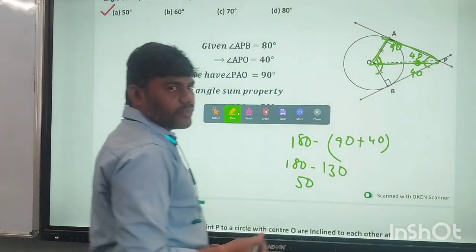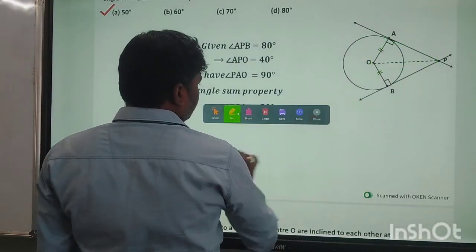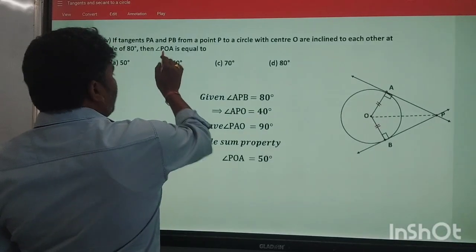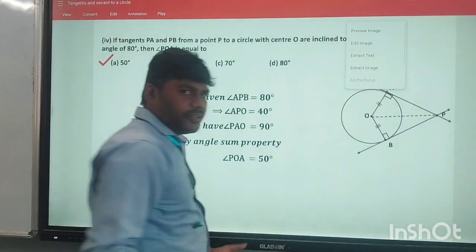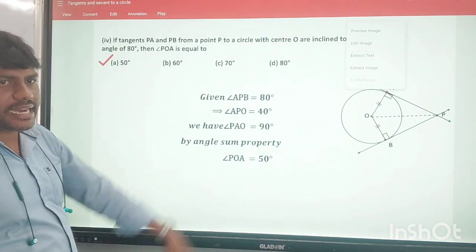How much? 100 degrees. But here, what is asked? In the triangle, angle POA. This angle only is asked. Means 50 degrees only. 100 degrees means 50. That is the triangle.